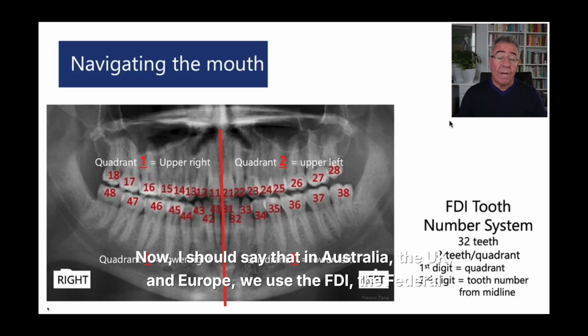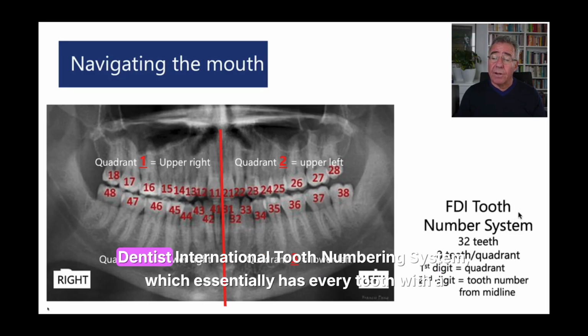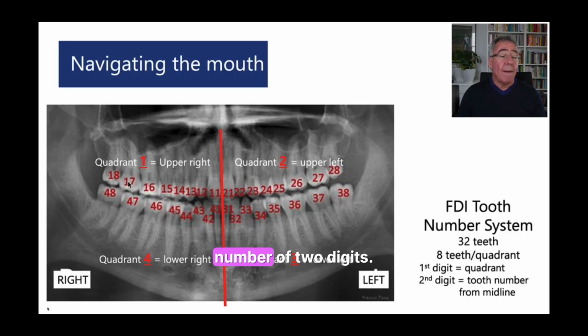Now, I should say that in Australia, the UK and Europe, we use the FDI, the Federal Dental International Tooth Numbering System, which essentially has every tooth with a number of 2 digits. For example, 18. For example, 37. And what do those numbers mean?